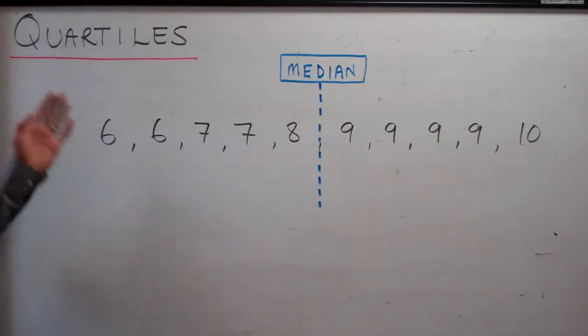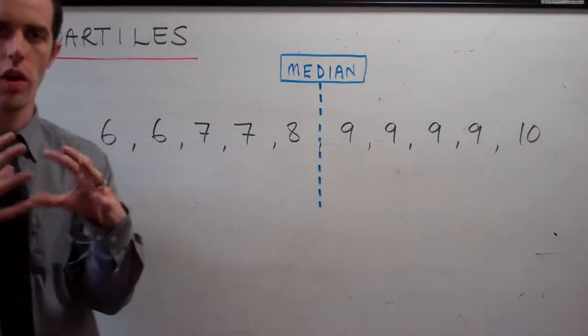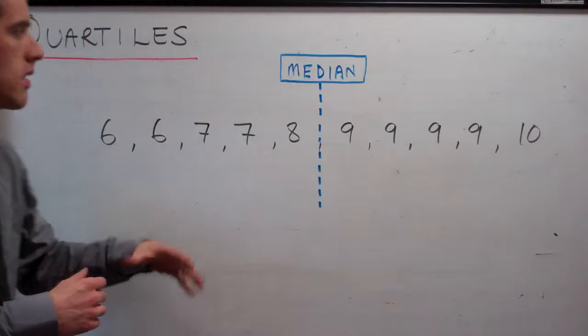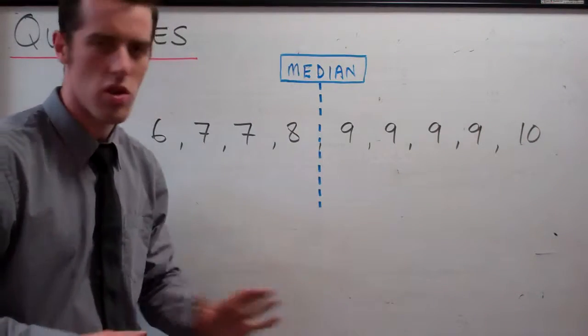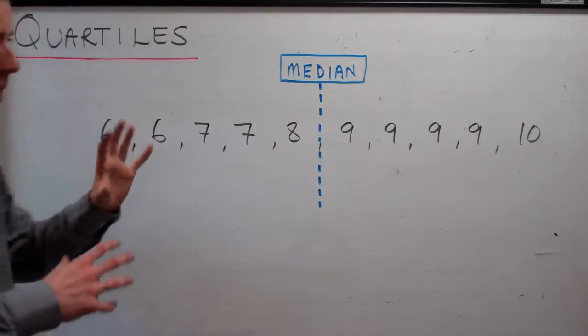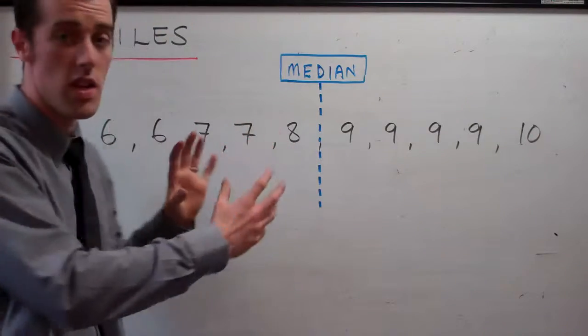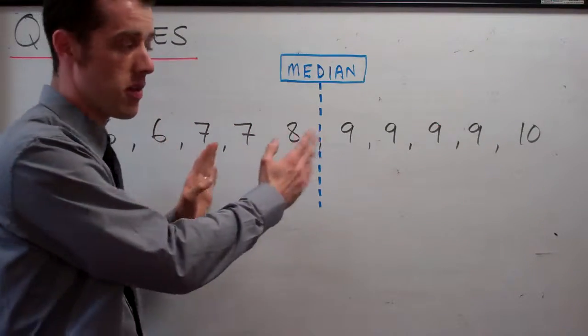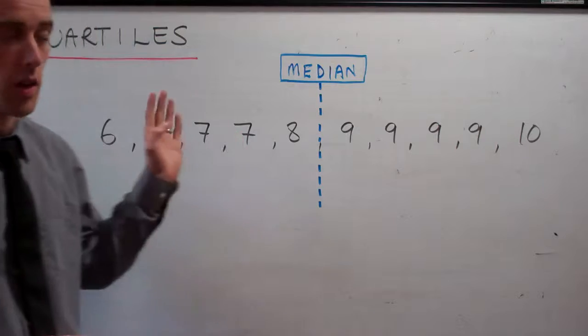The next thing we're going to look at is quartiles. Now, when we want to look a little bit more in depth at a data set, we don't just want to quote the median, which is the middle number. We want to actually look a wee bit more in depth and see if there are other points of reference in the data set that we can look at, and they're called quartiles.